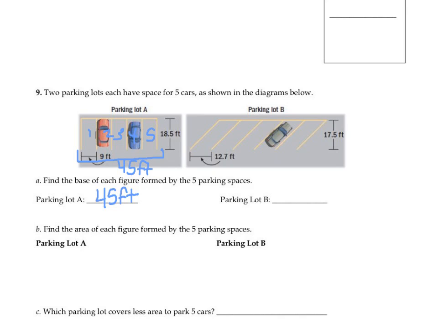Okay. Same way in parking lot B, I see there are still 5 parking spots, but the length of each one is 12.7. So to find the whole thing, I'm going to multiply that number by 5, so 12.7 times 5 gives me 63.5.